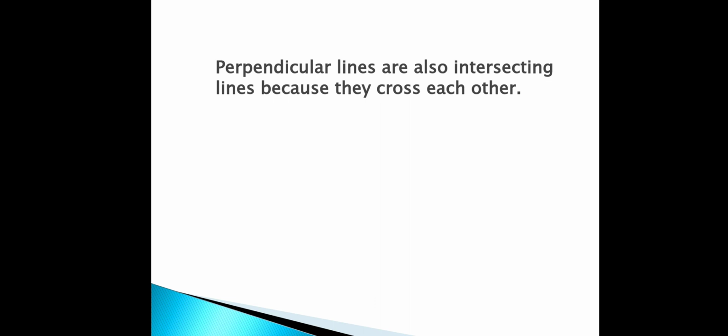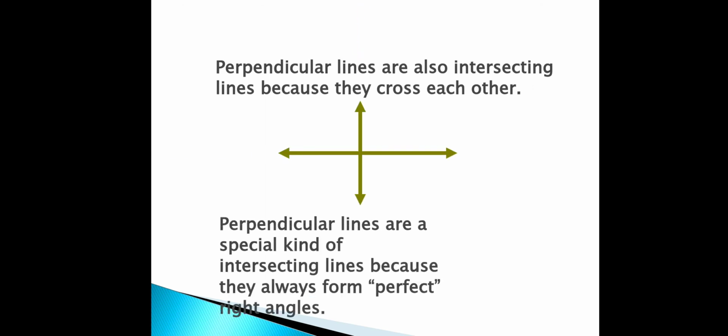Perpendicular lines are also intersecting lines because they cross each other. They meet in one point, intersect in one point. Perpendicular lines are a special kind of intersecting lines because they always form perfect right angles.